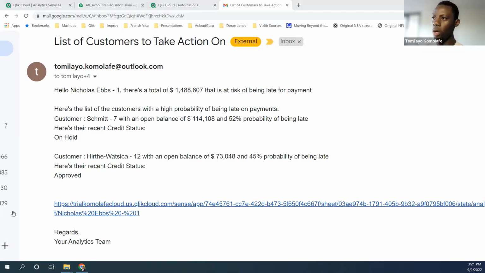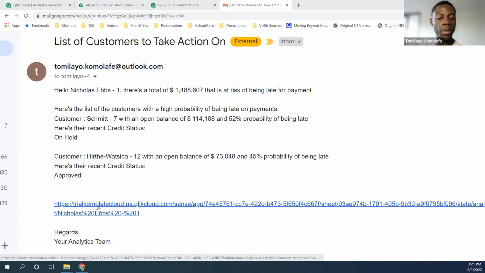Also note that in the information that's sent about these two customers, we're also providing additional details, for example, on their credit status. Let's take note of these two customers' names, Schmidt 7 and Herth Watzeka, as that's going to show up later in the demo. So finally, we can see at the bottom, there's a URL link that will take Nick to his respective dashboard, where he's going to see these two customers, how they're performing, as well as other customers that we're predicting will be late beyond these two. And that's what I'm going to do now.